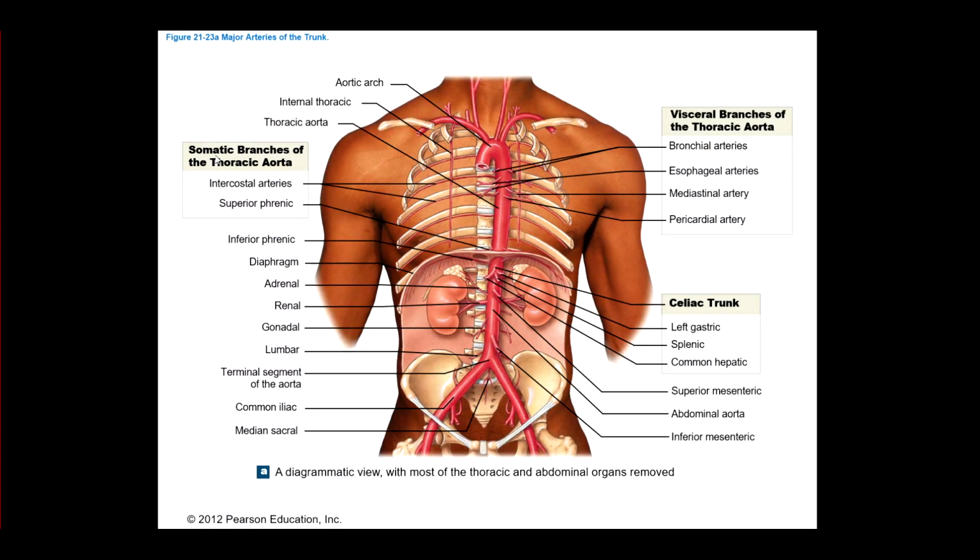This is what our book calls the somatic branches, meaning that they go to the body wall. Those other branches, the ones that you're not going to find on our models, this is what our book calls the visceral branches, in that they go to the organs. Okay, so take a look on your models and on this diagram, be able to find the intercostal arteries as well as the superior phrenic.